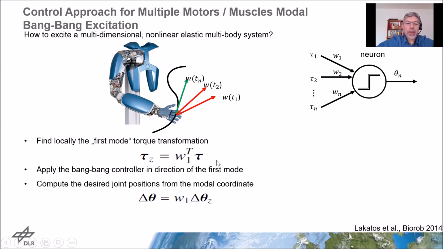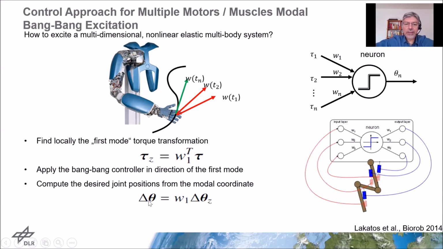And the way we implement it is that we measure the joint torques in all joints, then do a linear transformation with a weighting matrix V, which we adjust according to the rule before, to a one-dimensional so-called modal torque. And then we apply the thresholding function and command the impulse in joint space. And then we transform back with the same linear vector V to displacements on every joint.